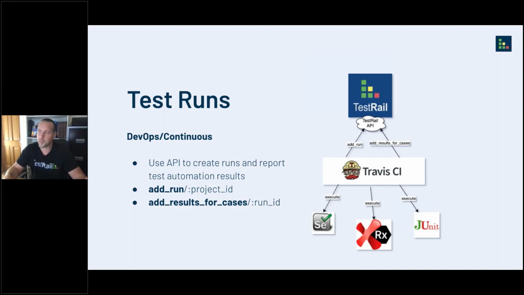But from a very basic perspective, you can accomplish the vast majority of what you need to accomplish with your test automation using just a couple of endpoints and calls. You can use the add run endpoint to create a run in your project and pass in the IDs of the test cases that you want to execute in the scope of that test run. And then you can use the add results for cases endpoint to add the results for the cases in your run. And that's it, you're done.